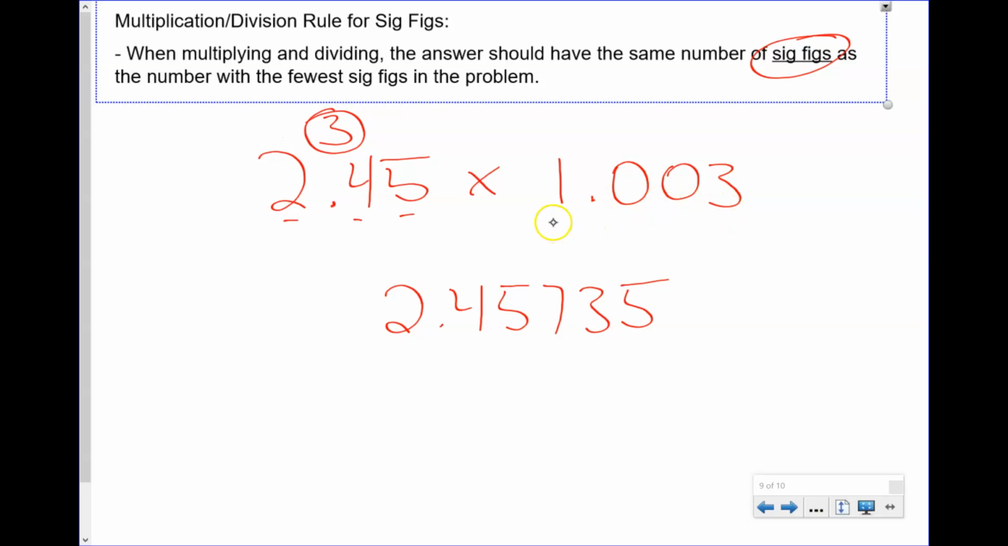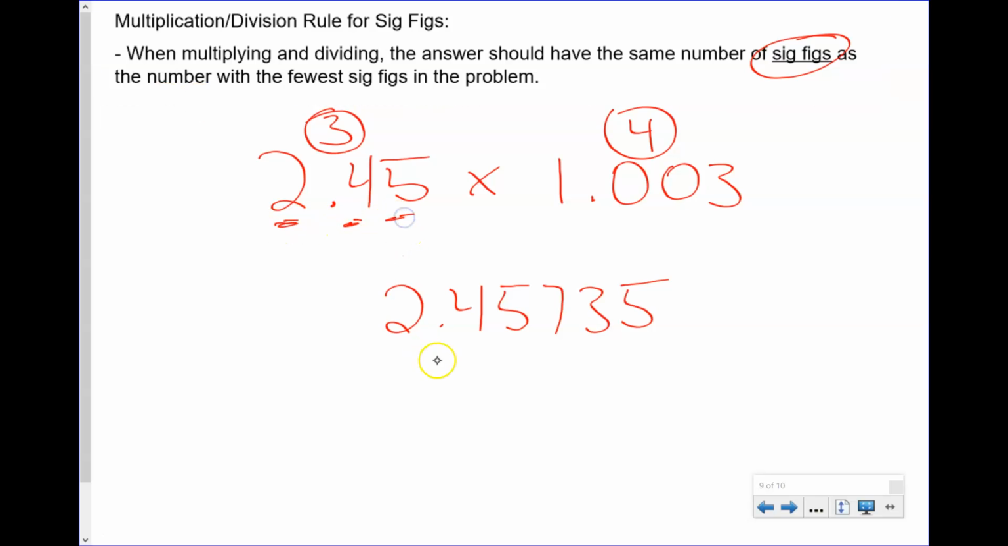If I look over here, 1.003, the 1 is significant, the 3 is significant, these zeros are sandwiched in between, so that means they all are significant, so 4. And obviously 3 is fewer than 4, so I've got to make sure that my answer down here has 3 sig figs. So I use my rounding rules. There's 1 sig fig, 2 sig figs, 3 sig figs, so I'm going to round it to that 5, so 2.4, and that 5, I look to the right, that 7 is higher than 5, so 2.46. That's my answer there.